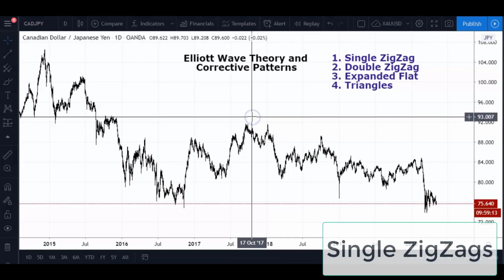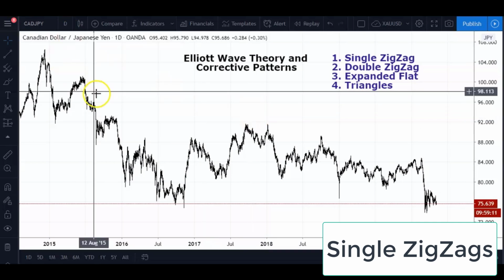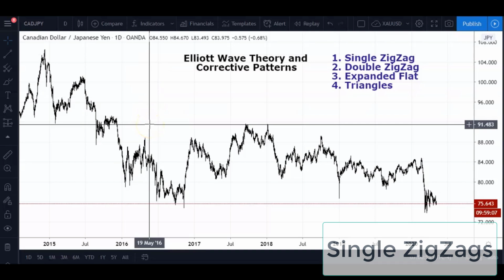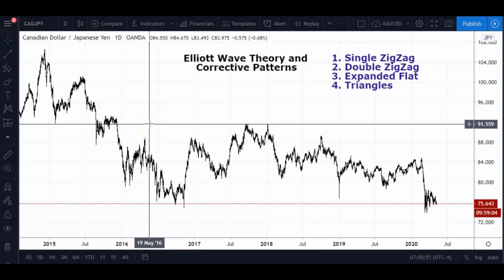So guys, I've actually pulled up two samples here. We're firstly just going to look at the Canadian dollar, Japanese yen. We won't be talking about any strategy today. I just want to show you some of these patterns and how they tend to actually pop up on the chart. So the Canadian dollar, Japanese yen could be any chart. I just used a sample for today's video.